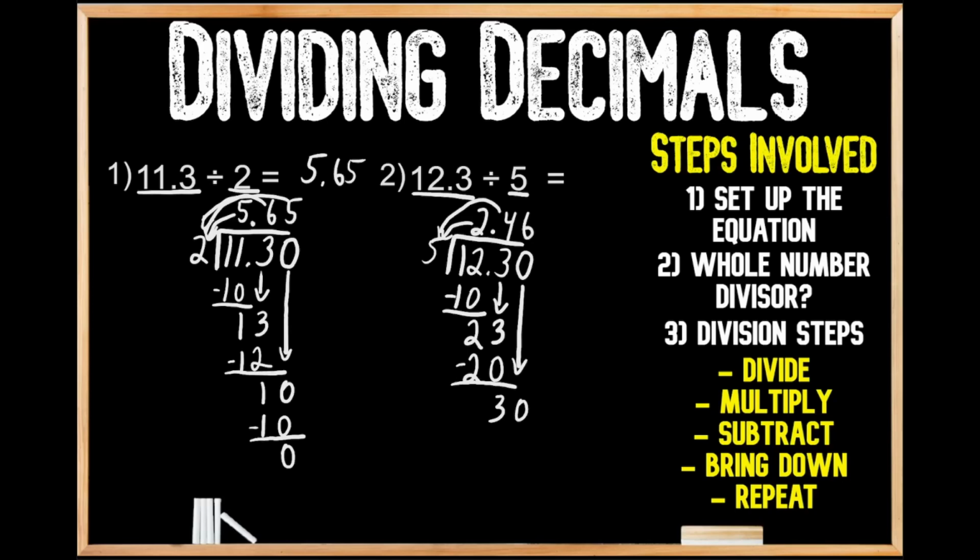So we're going to write our 6 up top, and then we're going to multiply 6 times 5, which we know gives us 30. And when we subtract 30 from 30, we're left with no remainders. So we're done with this division problem. When we divide 12 and 3/10 by 5, we get the quotient of 2 and 46 hundredths.